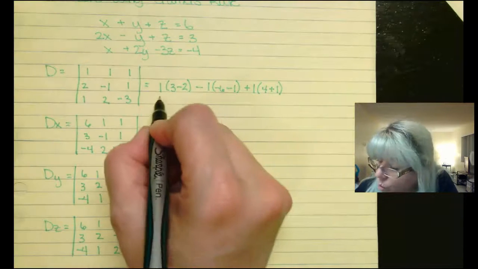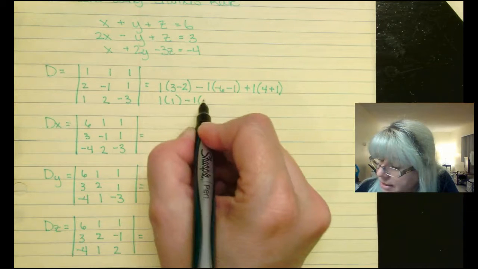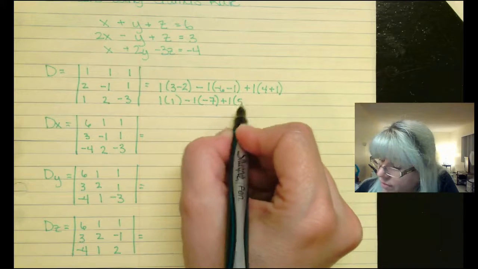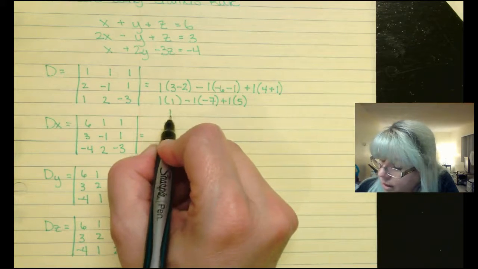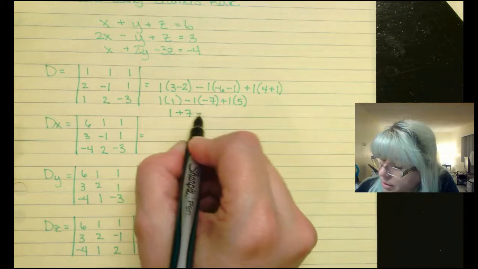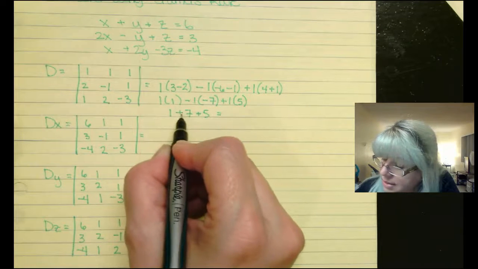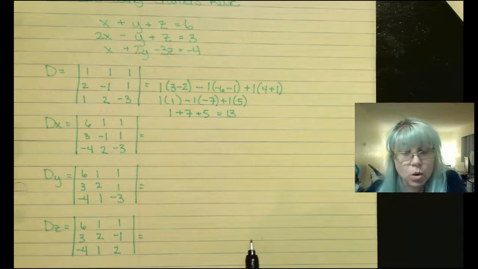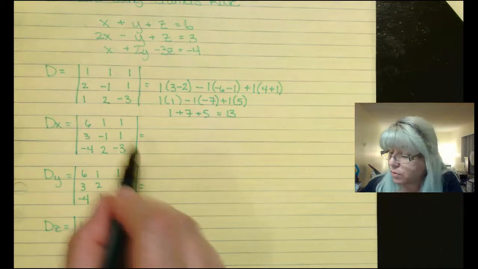All right, 1 times 1 minus 1 times negative 7 plus 1 times 5. Okay. It's going to be 1, negative 1 times negative 7 is positive 7, plus 1 times 5 is 5. So 1 plus 7 is 8, plus 5 is 13. D will equal 13. Now let's do the same thing for dx.